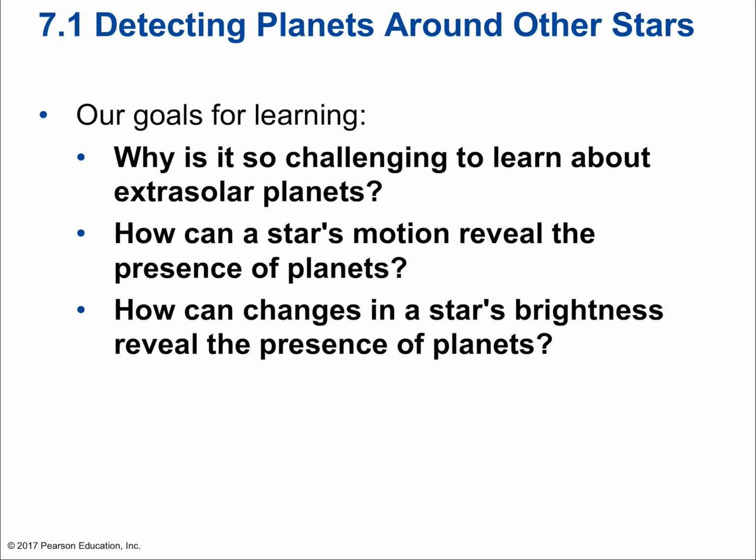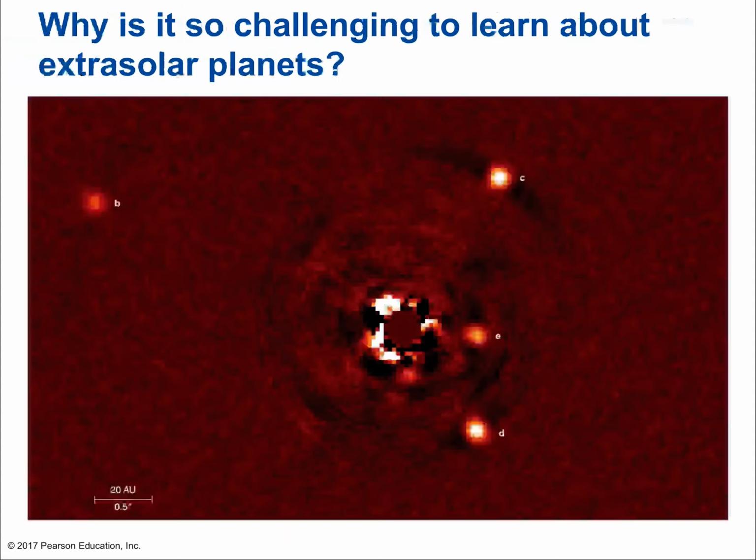All right, so our goals in this chapter, and specifically section 7.1, are to understand why it is so challenging to learn about extrasolar planets. Why did we not learn about them until 1995 with the first confirmed discovery? How can a star's motion reveal the presence of planets? Important technique. And how can changes in a star's brightness reveal the presence of planets? These are going to be two of the real techniques that astronomers use. All right, well, let's get into it.